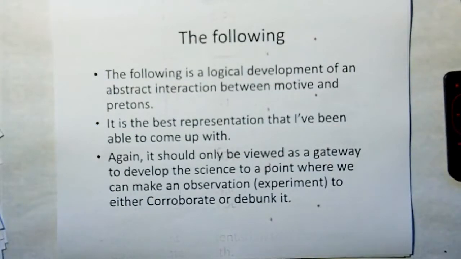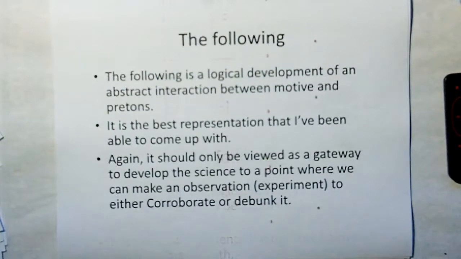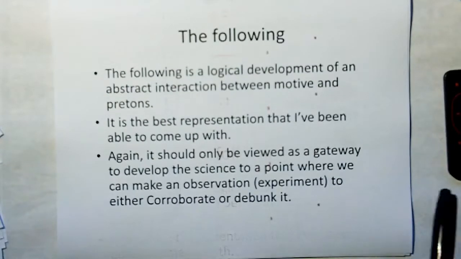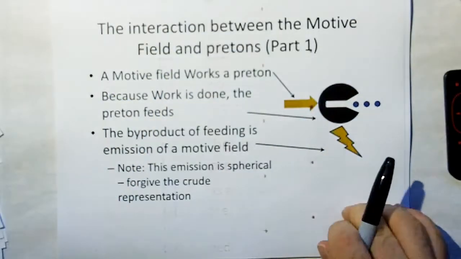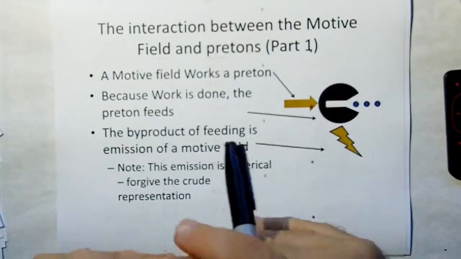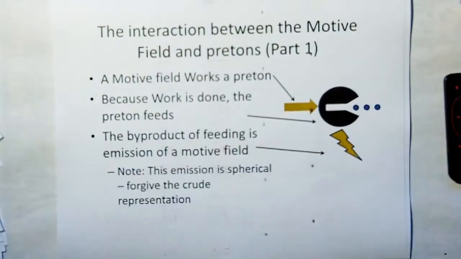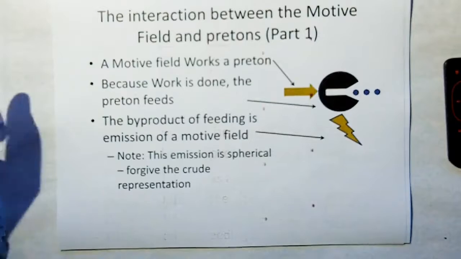So the following is a logical development of an abstract interaction between motive fields and pretons. It is the best representation I've been able to come up with right now. And again, it should be only viewed as a gateway to develop the science to a point where we can make a corroborating experiment. So here are the interactions that make sense. Essentially, somewhere else in the universe, a preton has emitted a motive field. That motive field then strikes another preton somewhere else in the universe.